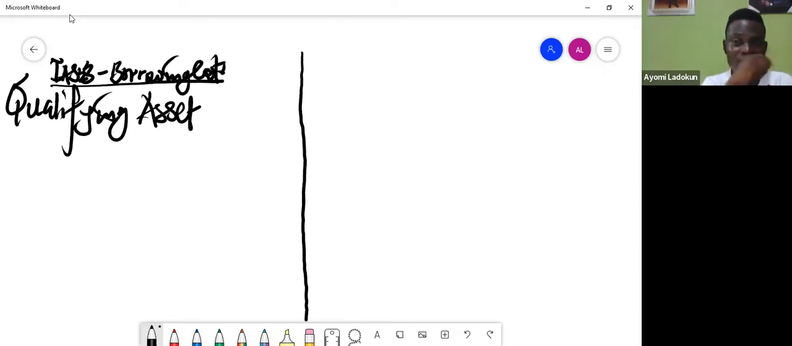In the exam, the examiner can ask you, differentiate between depreciation and impairment. If you have attended my class and you can't do that, you're on your own. He can also ask you, what is a qualifying asset? Then you tell him immediately, those are assets that take a substantial amount of time to get ready for the intended use or sale, right? So if I now borrow money that relates to a qualifying asset, then I can decide to capitalize.